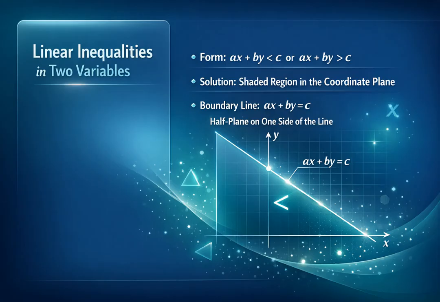Linear inequalities in two variables have the form ax plus by less than c. The solution is not a single value, but an entire region in the coordinate plane. The boundary line ax plus by equals c divides the plane into two half-planes. One half-plane contains all the solutions.